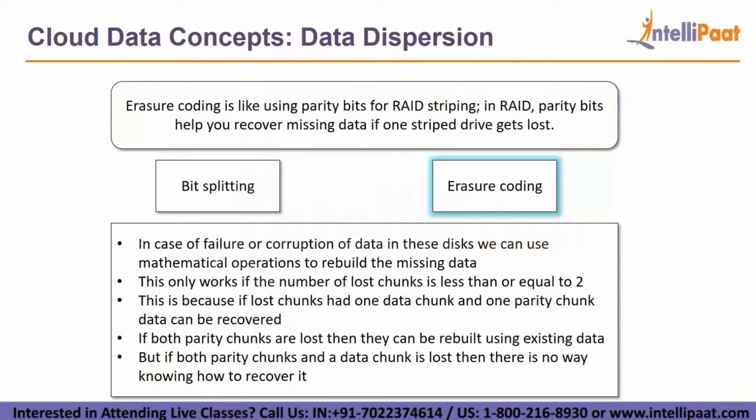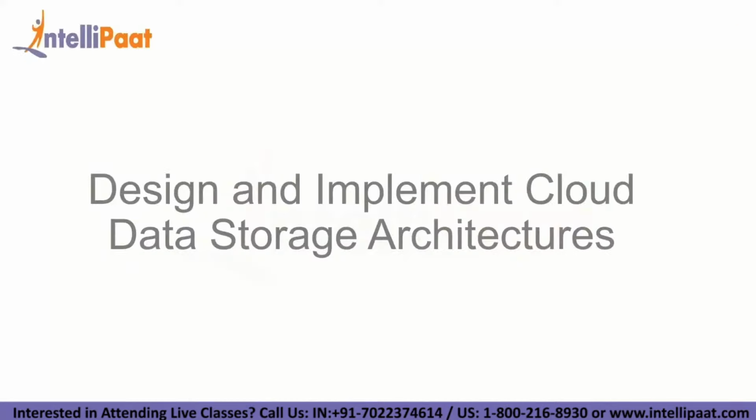This is because if the lost chunks were one data chunk and one parity chunk, data can be recovered. If both the parity chunks are lost, then they can also be rebuilt using the existing data. We can just pass it through the encoding process and rebuild the parity chunks. But if both parity chunks and a data chunk are lost, then there is no way of knowing how to recover the data, and we have essentially lost the data that we needed to recover. So that's basically how data dispersion works in a nutshell.